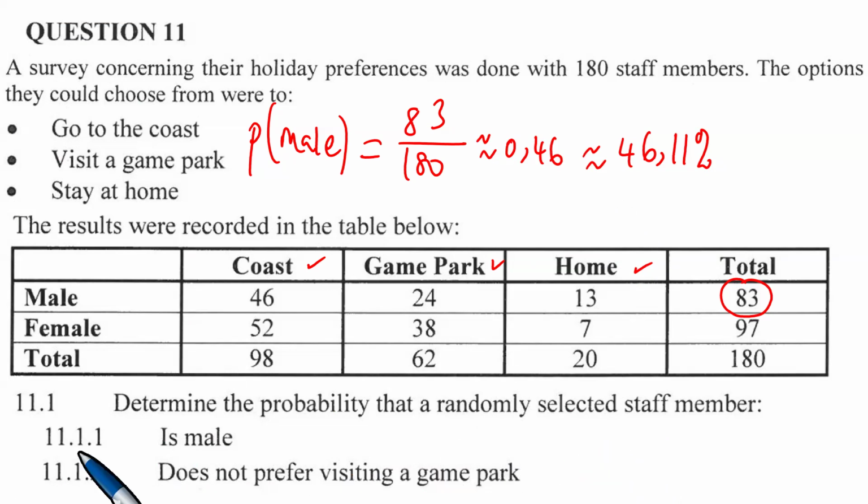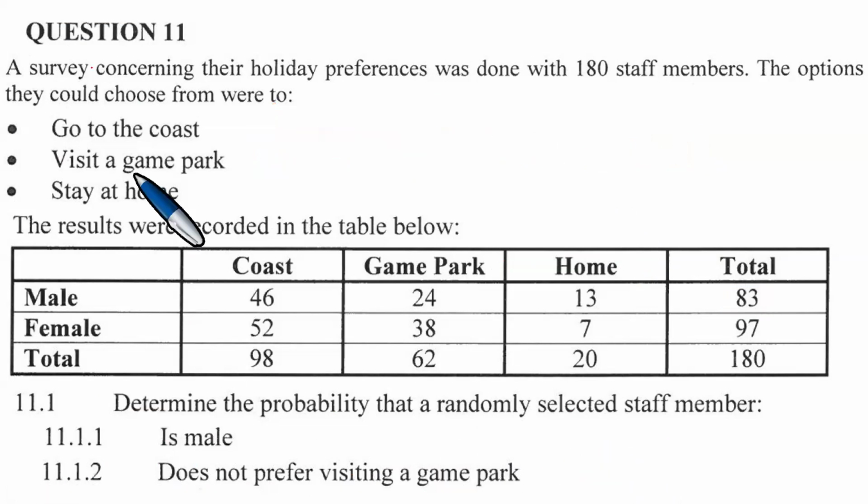What is the probability? Okay, now I'm bringing everybody up to speed here. A survey concerning their holiday preferences was done with 180 staff members. The options they could choose from were go to the coast, visit a game park, stay at home. The results were recorded in the table below: coast, game park, home, total. Determine the probability that a randomly selected staff member does not prefer visiting a game park.